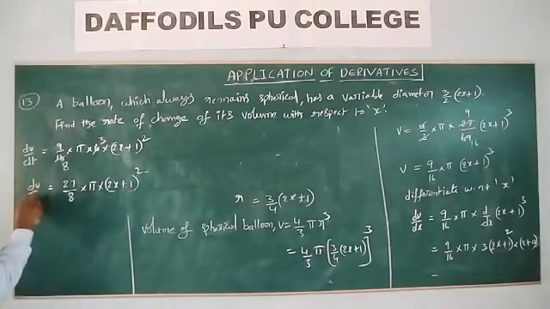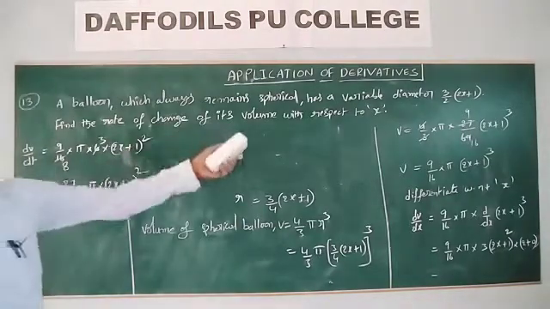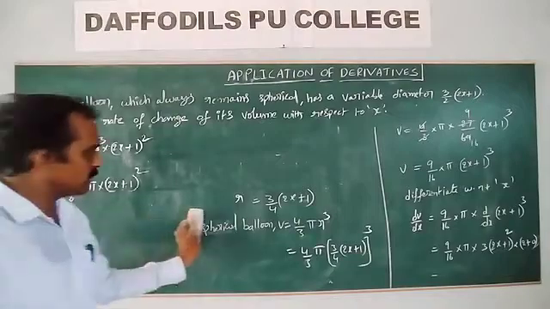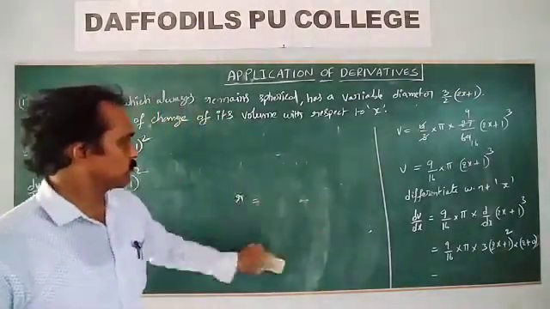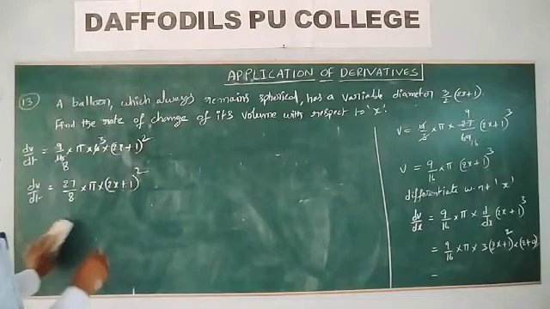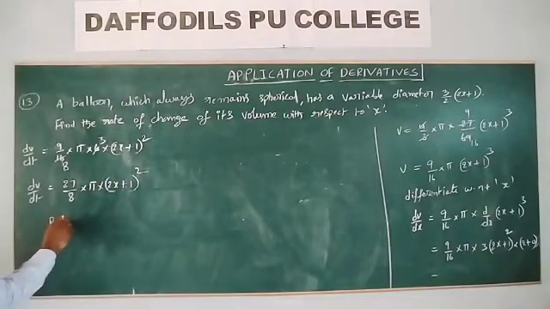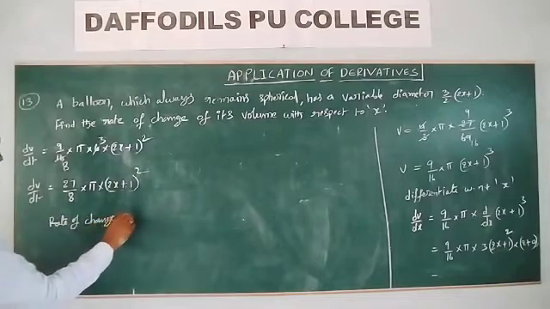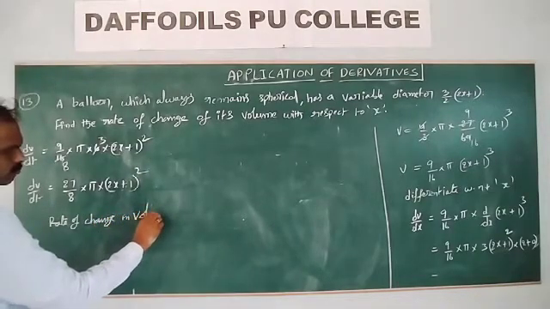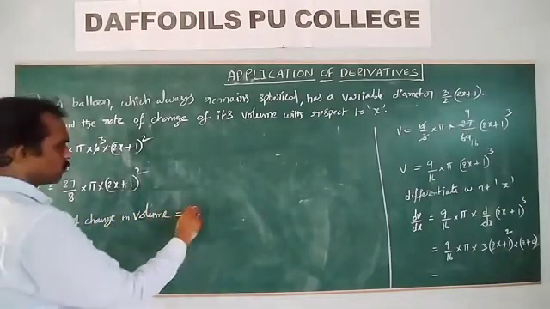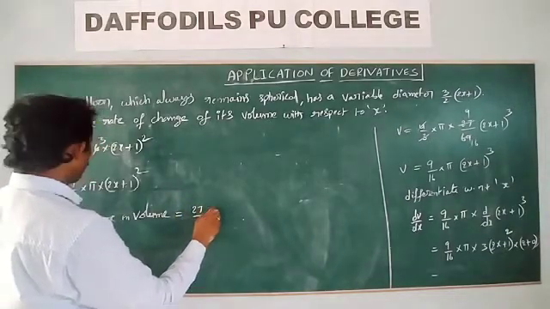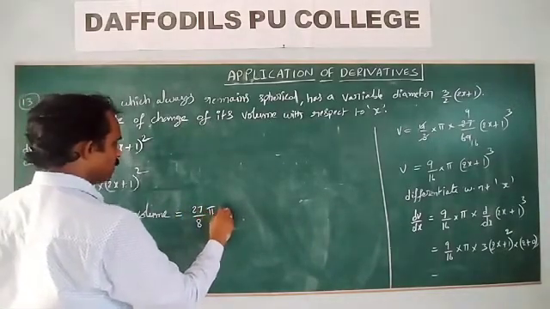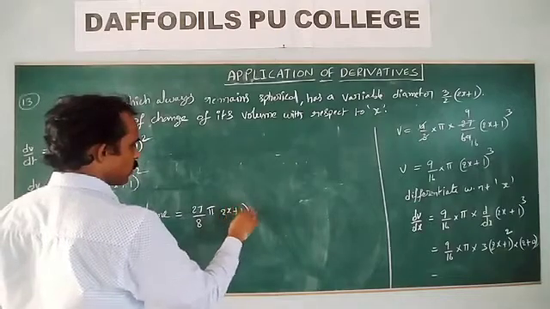This is the change in its volume. So the rate of change in volume is equal to 27 by 8 pi times 2x plus 1 whole square.